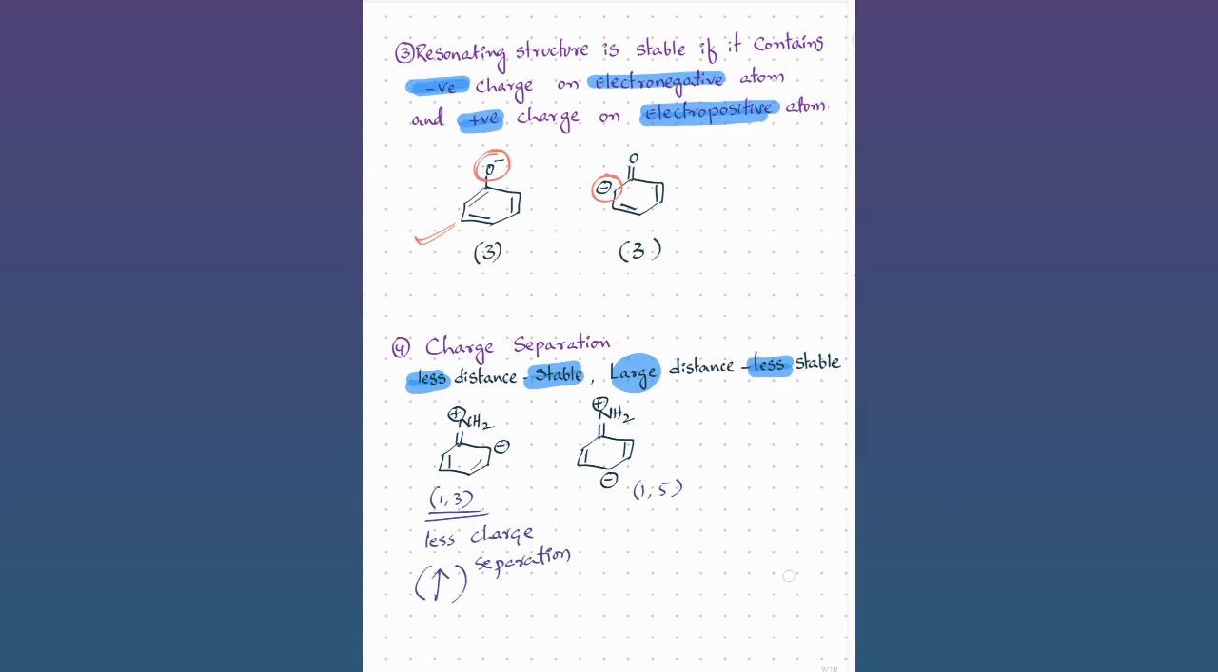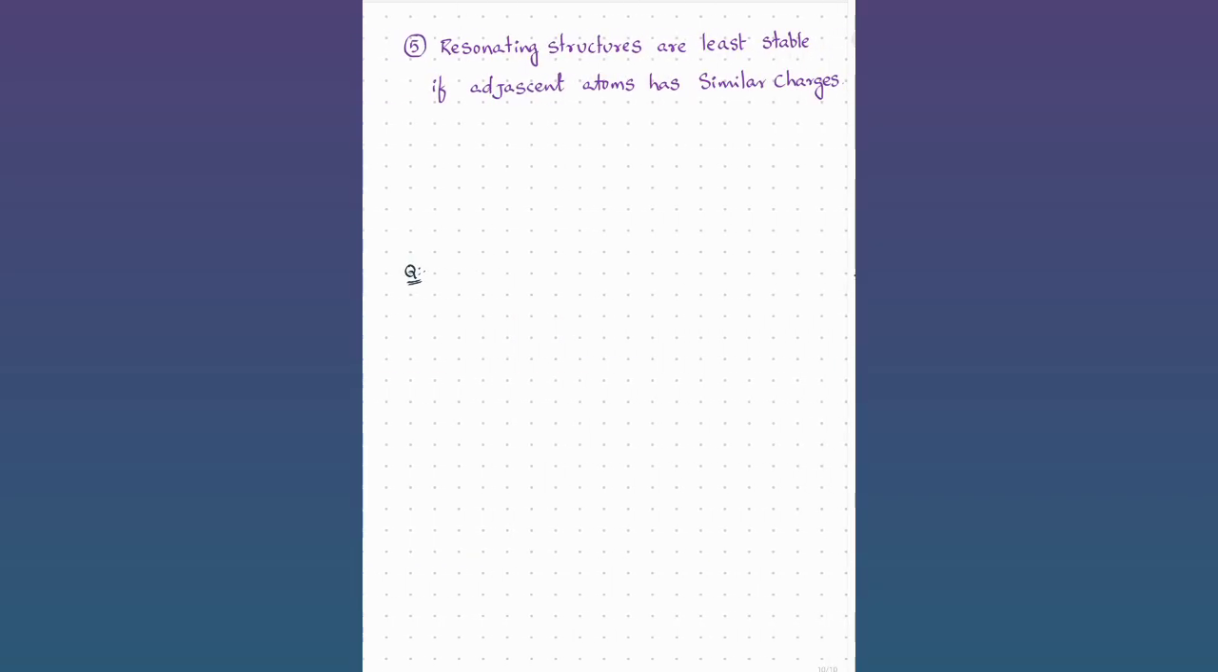And we have another rule, very, very important, about the least stable resonating structures. If you want to identify the least stable resonating structure, one way is that adjacent atoms should not have similar charges. They should not have plus plus, they should not have minus minus, and they should not have minus and a lone pair. Even this leads to less stability, right?